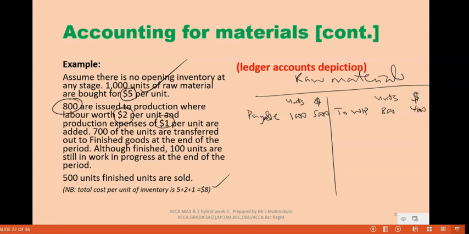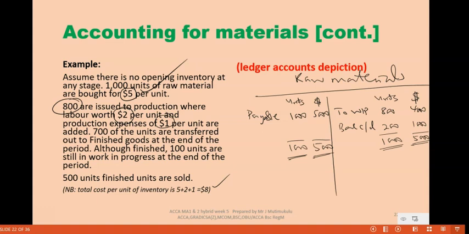We have to balance up our account. We can see that the credit side is in shortfall. The shortfall is the balance for raw materials which are left in stock. So we say balance carried down, and that's 200 units multiplied by $5, that's 1,000, and you can see that our account is now balanced. 5,000 on each side.